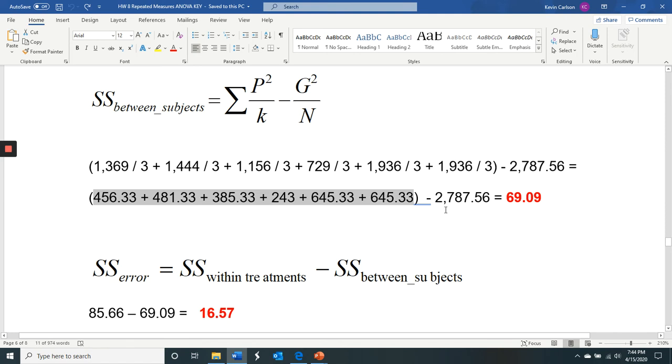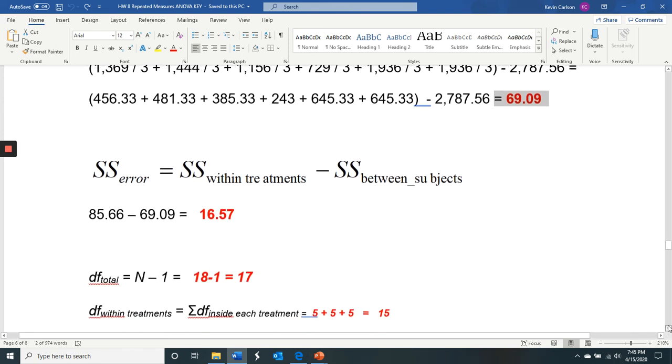And once we've done that, we subtract that total from 2787.56, which is the thing that we've had all along for G squared over capital N. We've gotten that ever since the sum of squares total. And we come up with 69.09 for sum of squares between subjects. So that's our measure of individual differences. Are there people who are higher, lower, in the middle, regardless of the technique that they're using to memorize?